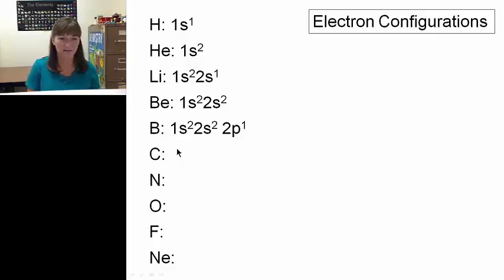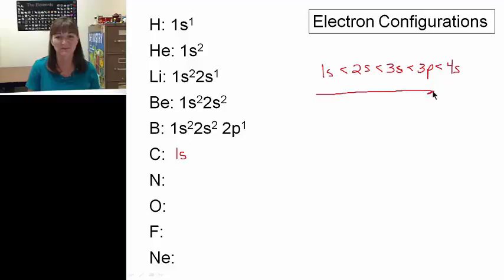So carbon, if you look at that information sheet, I'm just going to do a couple of them over here. It says the 1s is less than the 2s, which is less than the 3s, which is less than the 3p, which is less than the 4s. So we're just going to work this from left to right until we've used up all of our electrons. You look on the periodic table and it tells you that carbon's got 6 protons, so it must have 6 electrons since it's an atom.